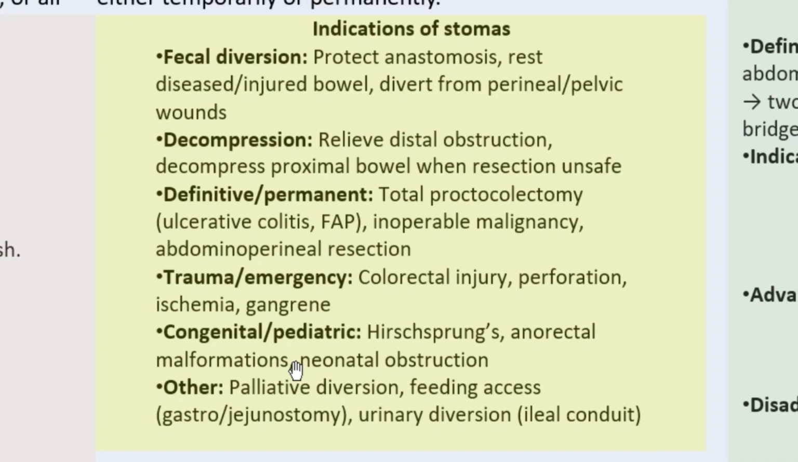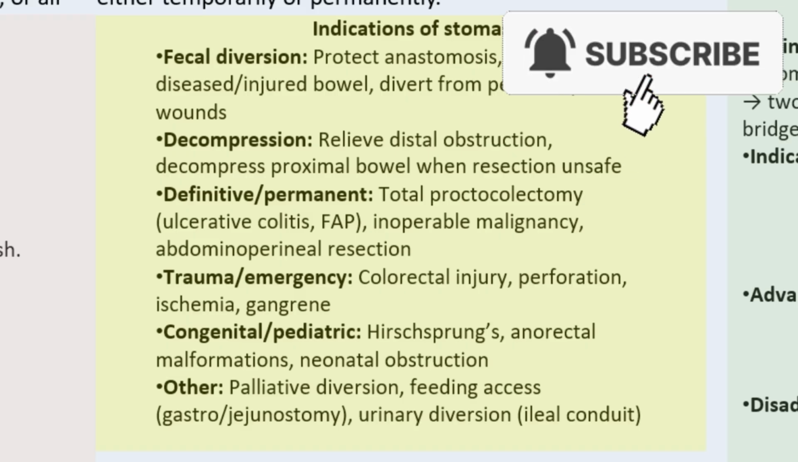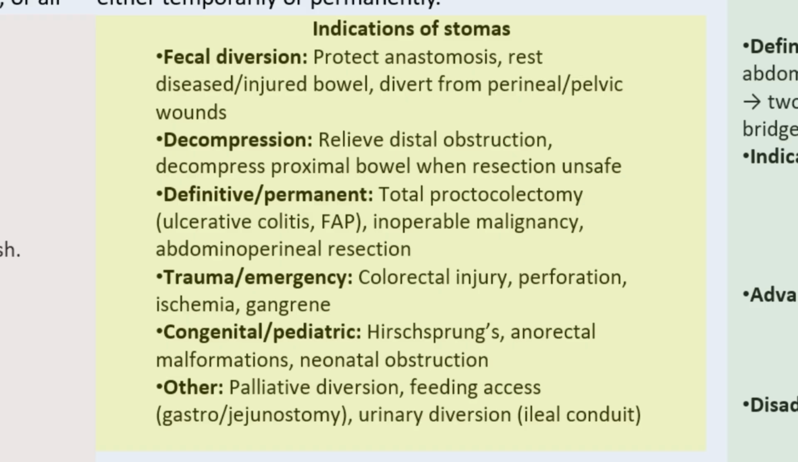So what are the indications of putting up stomas? So one of the indications is fecal diversion, and this is done mainly to protect anastomosis or to rest diseased or injured bowel. For example, if someone had a blunt trauma or a sharp stabbing to the abdomen, and they had a perforated gut, you may do some resection and anastomosis. But having done that, we want to give time for that to heal. So what we do is that we want to divert the fecal matter so that it does not pass there and interfere with that. So one, it can be to protect the anastomosis or rest the diseased bowel.